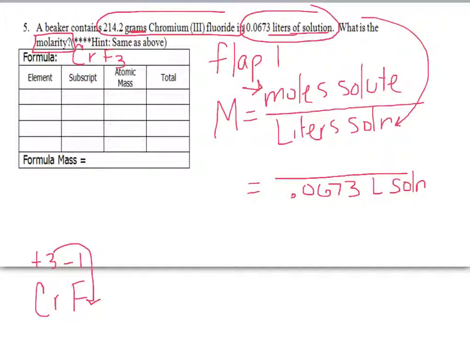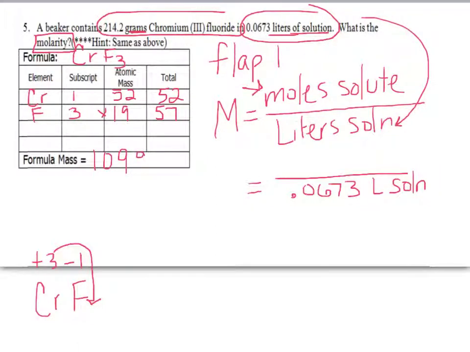You have a formula chart for your formula mass, so you just list your elements, Cr and F. Chromium subscript is 1. F subscript is 3. The atomic mass of chromium is 52 from the periodic table. Fluorine is 19. Multiply across, we have 52. 3 times 19 is 57. 52 plus 57 is 109.